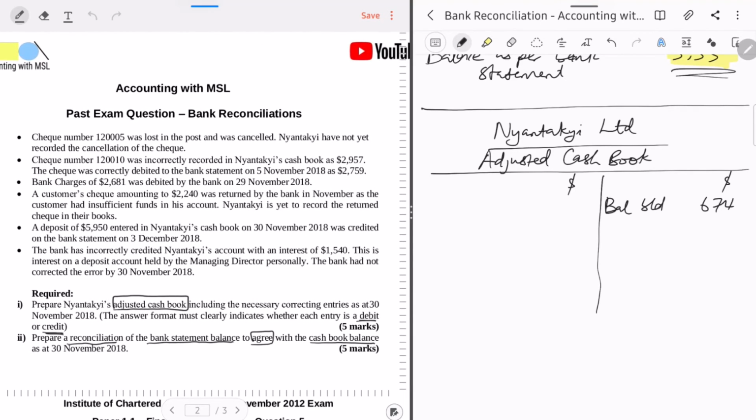Hold on. They are saying check number 12,005 was lost in the post and has been what? Cancelled. Nyantechi has not yet recorded the cancellation of the check. So hold on a second. Hold on. The check number is what? 12,005. Let's come back and find it here.